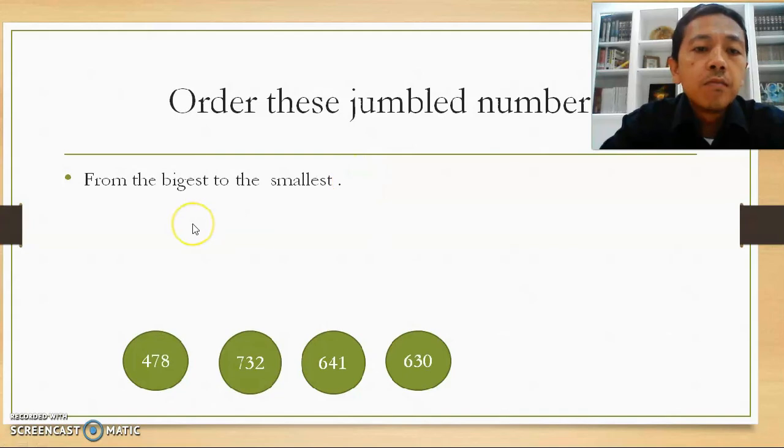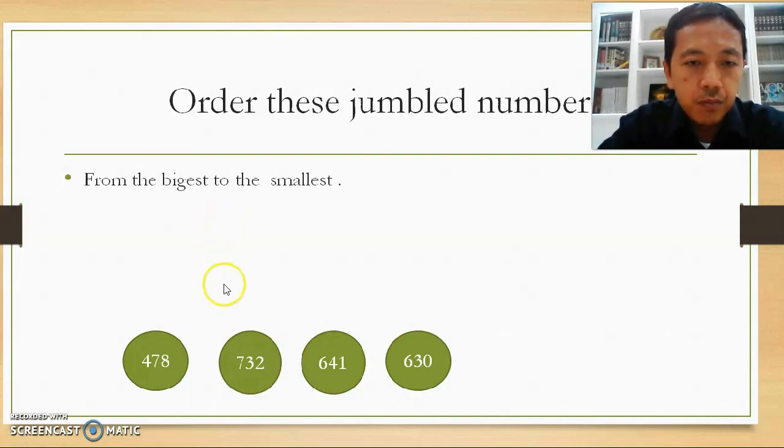Now the order instruction is from the biggest to the smallest. Check. Which one is biggest? 7, because in the hundreds, 7 is bigger than the other numbers.